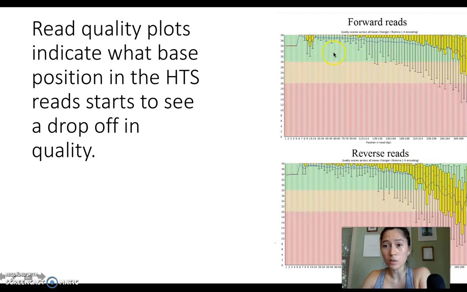What I like about these plots is that they're color-coded for us in terms of sequencing reads that are really good. Really high quality is in green, the okay quality is in yellow, and then the really bad is in red, which is below 20.